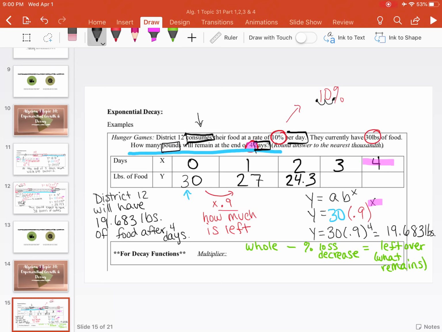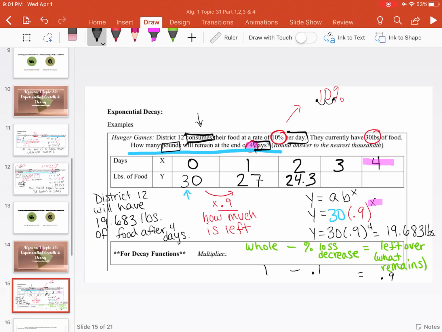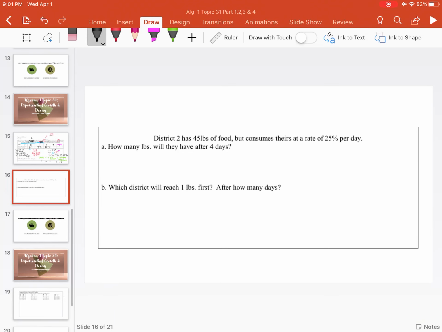So specifically in this problem, our whole is 100%, or 1. And we're subtracting 0.1, and our difference is 0.9. So that's where we get our multiplier there for the decay function.